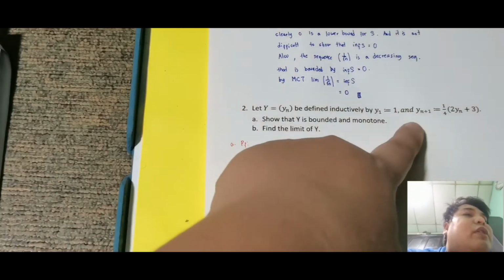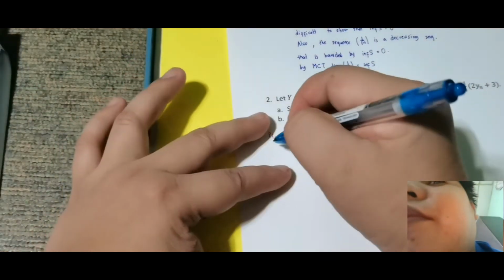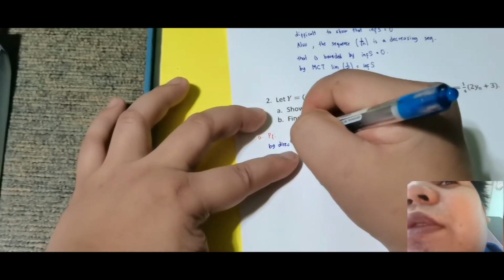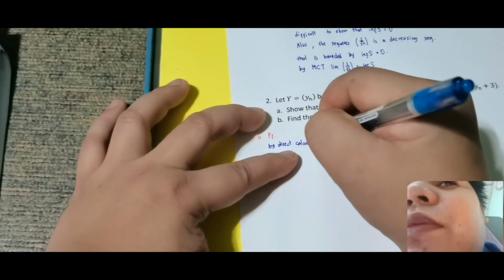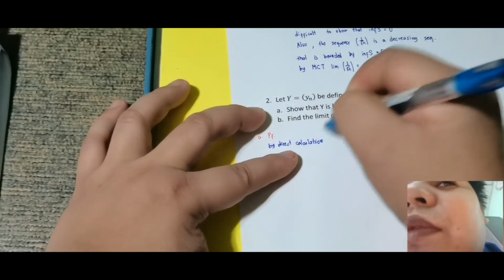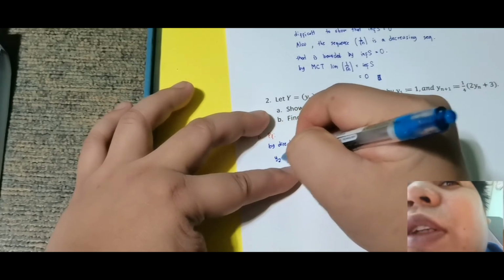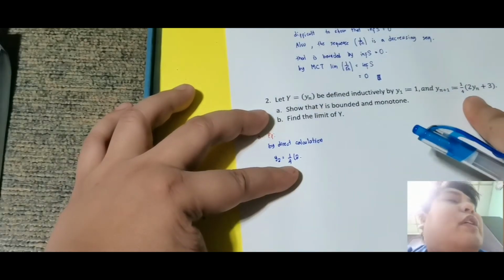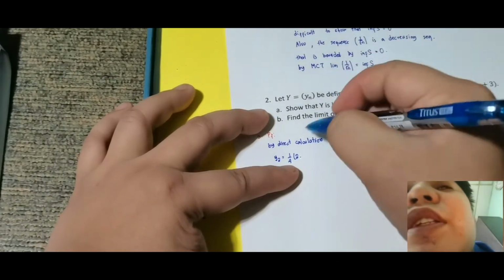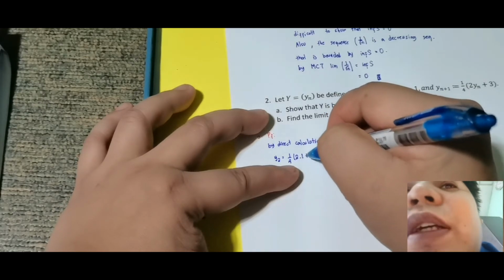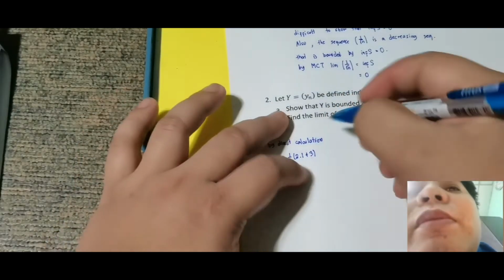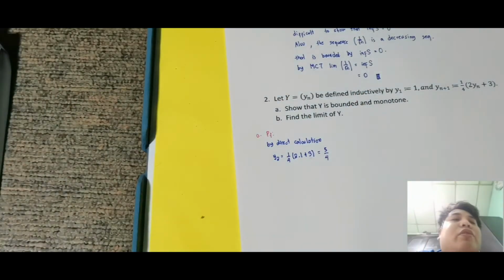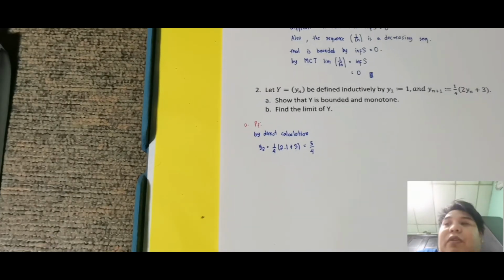Kasi pag gusto ko kunin si y sub 2, gagamitin ko yan. So by direct calculation, y sub 2 is equal to 1/4 times 2 times y sub n. Ano y sub n dapat pag y sub 2? Y sub 1. So that is 2 times 1, then plus 3. Okay, and obviously this is equal sa 5/4. So by direct calculation, y sub 2 is equal to 5/4.